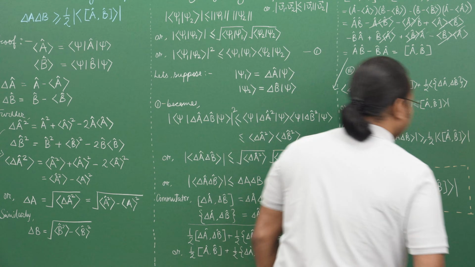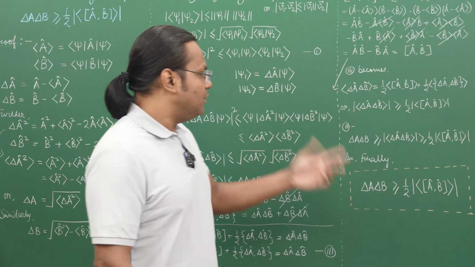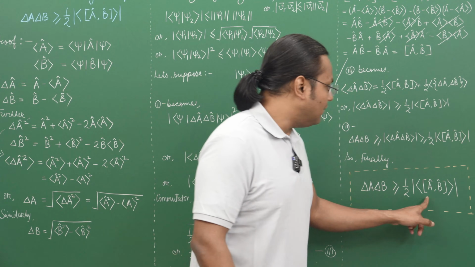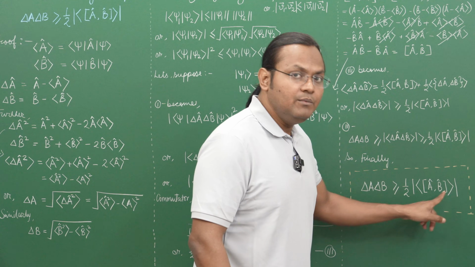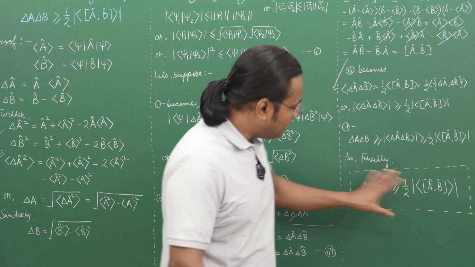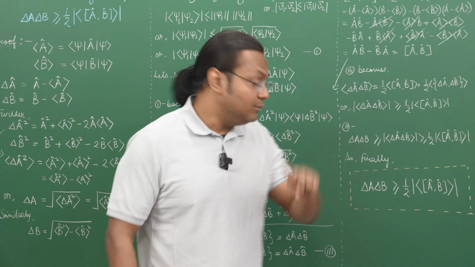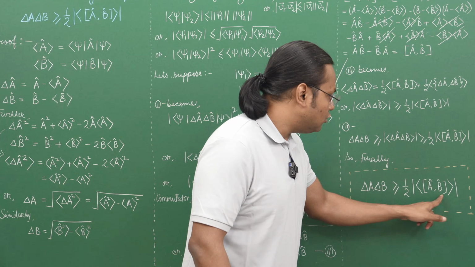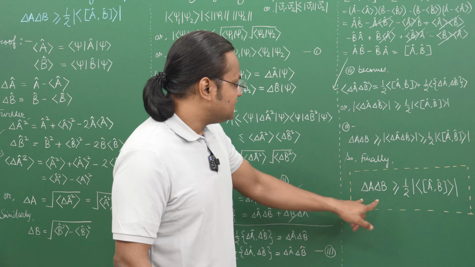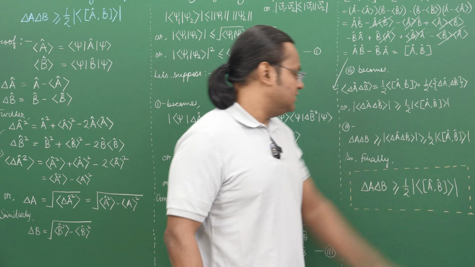So if you have a pair of physical quantities and their operators A and B, and if their commutator is 0, then there is no uncertainty relationship between those quantities. But if their commutator is non-zero, in that situation, the uncertainty principle will be written in this particular manner.